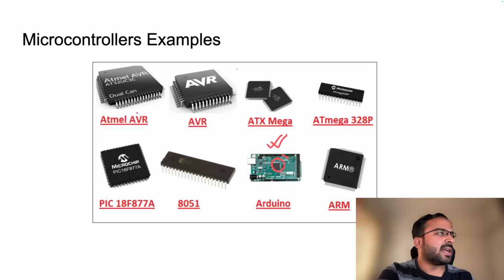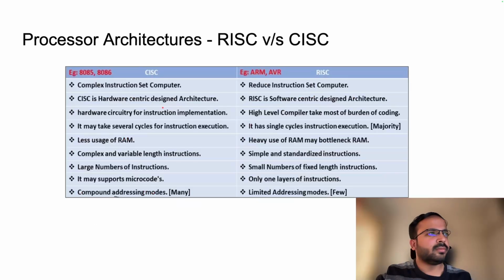Other examples are the Atmel AVR microcontrollers, which come from Microchip company. Then AVR, ATX, Mega, Atmega, all of these can be used as microcontrollers, and you can create small embedded systems, and of course larger embedded systems are also possible. These are very powerful chips actually. So these were the common examples of microcontrollers, and our course will deal with Arduino.